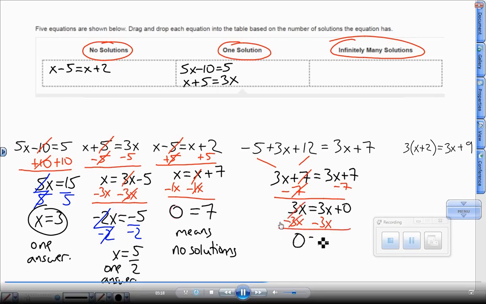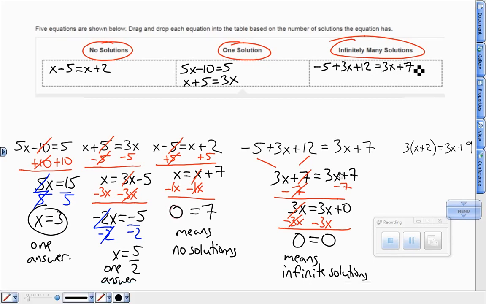And then when I subtract 3x on both sides, minus 3x, that gives me 0 equals 0. That look tells me it's an infinite solution, which means every number I plug in for x will multiply by 3 and then add that 7. So the same exact thing, you'll get true equations every time. Plug in 5, you'll get the same number on both sides. So that goes in the infinite many solutions box.